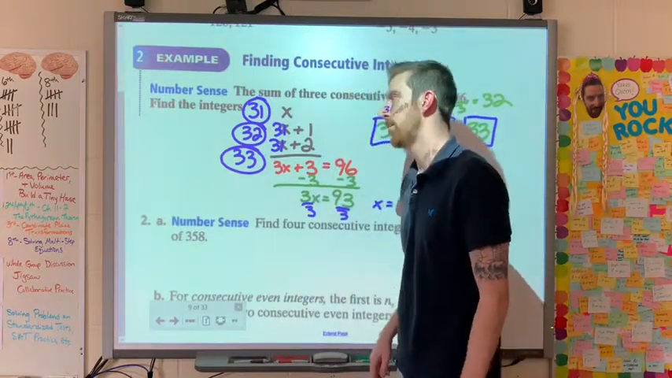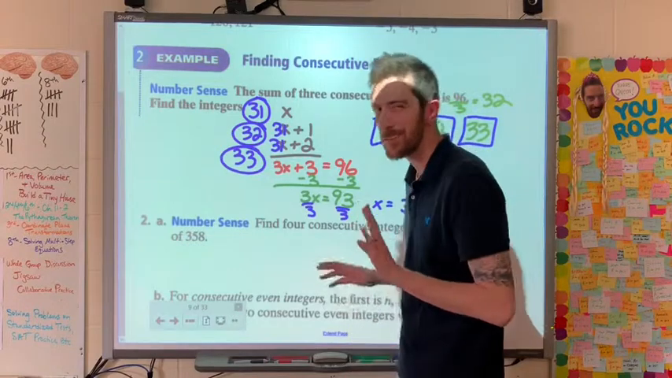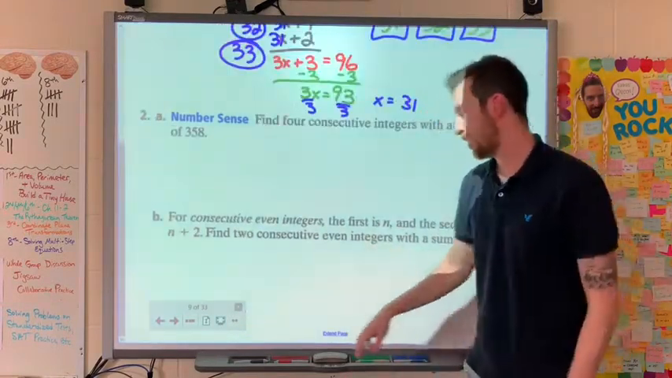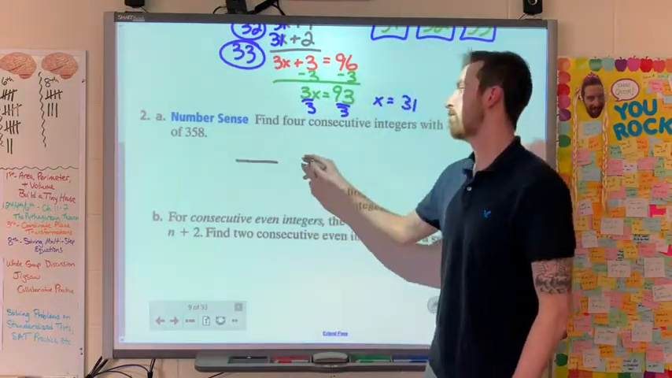Now we got 4. We're gonna do it the hillbilly way here. 4 consecutive integers with a sum of 358. Now we're looking for 4 numbers.